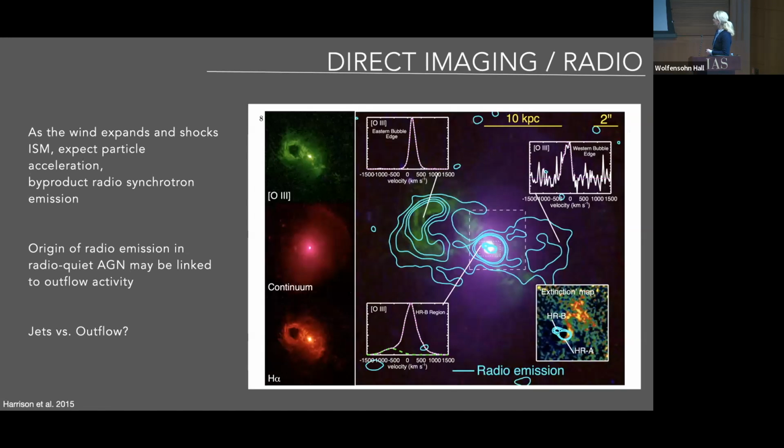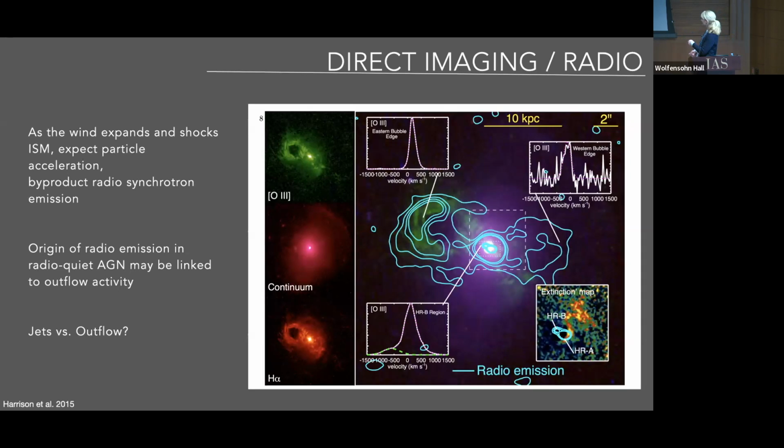Another method is the direct imaging of radio emission. As the AGN-driven wind expands and shocks the ISM, you expect some radio emission as a byproduct of that process. And it has been observed potentially in some of the sources. What you see here is the radio contours shown in cyan, and then in green, you see the high velocity component of the ionized gas, and the morphology matches beautifully, right?